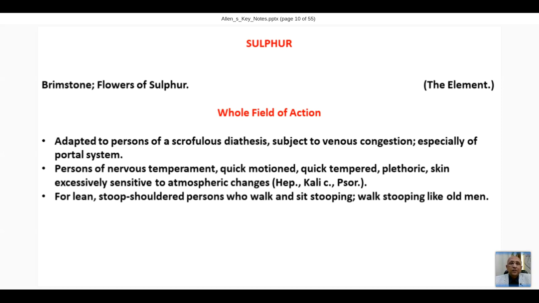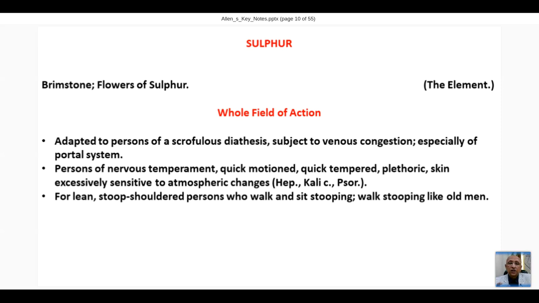See, this is how we have to think. We have to utilize our intellect in order to understand the things, how they are being mentioned. The second line which mentions over there, the persons of a nervous temperament, quick motion, quick temper, plethoric skin, excessively sensitive to atmospheric changes. See, every word from this sentence is again important, which denotes the whole field of action.